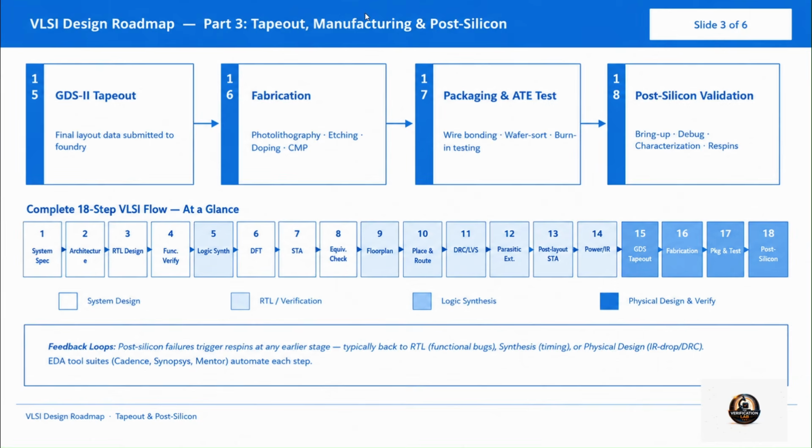Then the tape out stage. So in the tape out stage, the GDS2. Here in this stage, our chip layout is submitted to the foundry, because this is the manufacturing database. Okay. Then the 16th is fabrication.